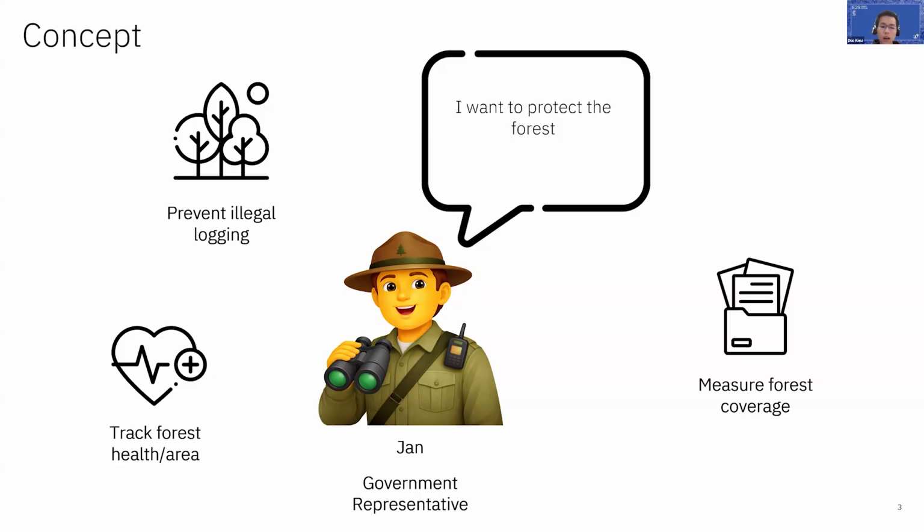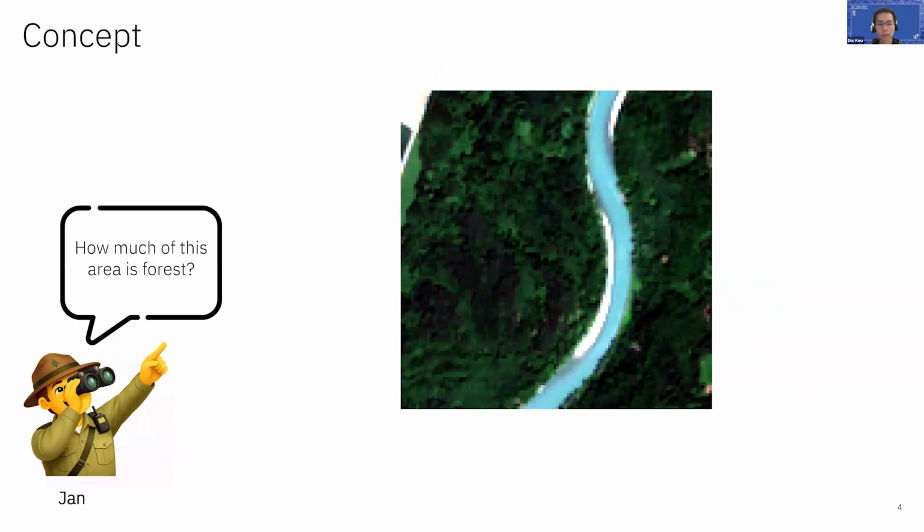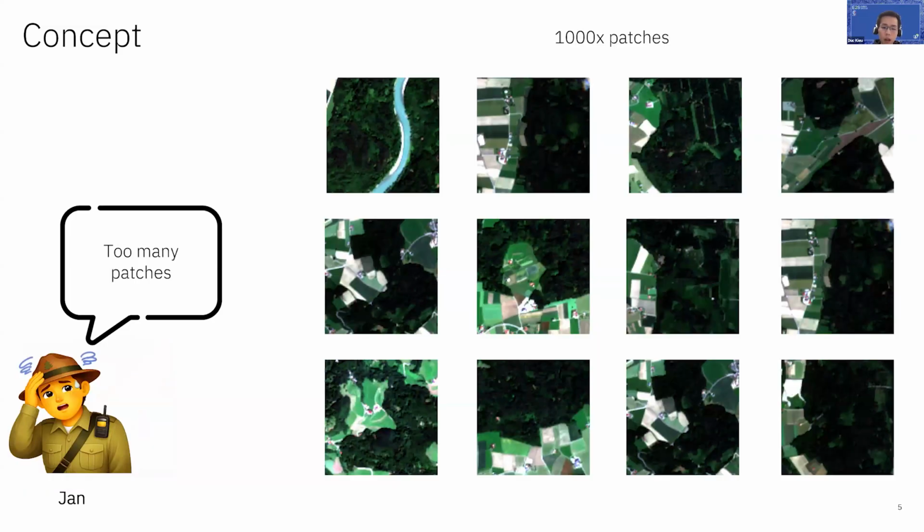And to do this task, he received some satellite images from the government, like this one here. And as you can see, it's very easy to see where the forest is, or where the non-forest is, or where the river is. And it's also easy to do it for one patch. But imagine you would need to do it for 1,000 patches. Now, in this case, there would be too many patches for Jan to do it manually.